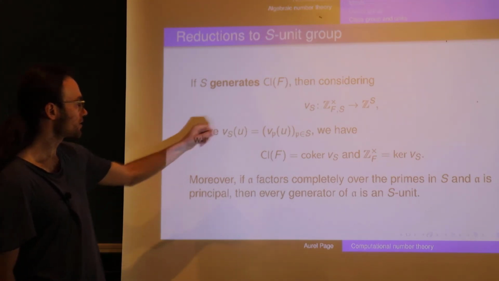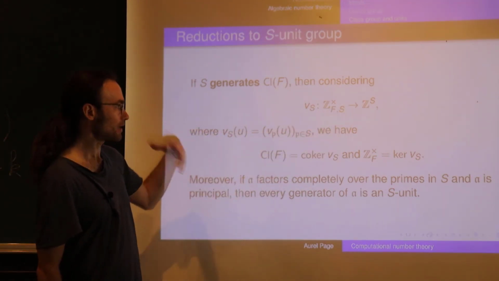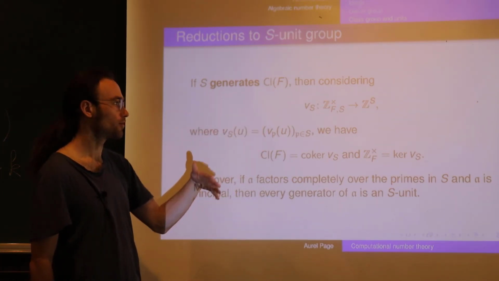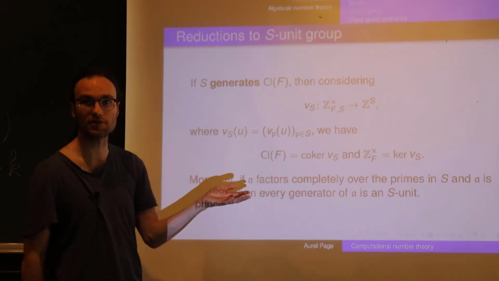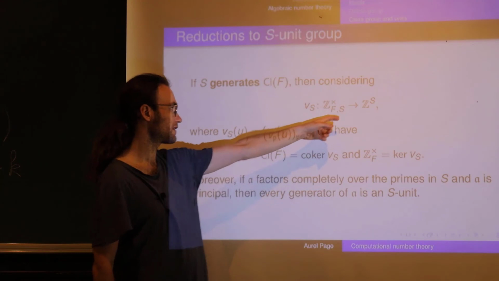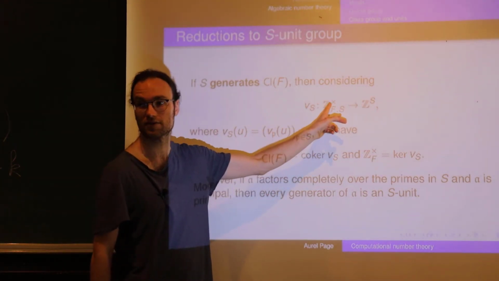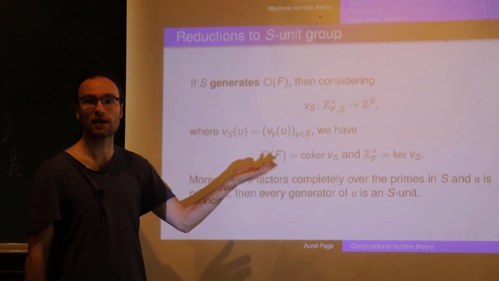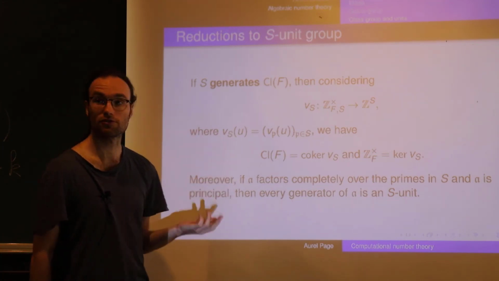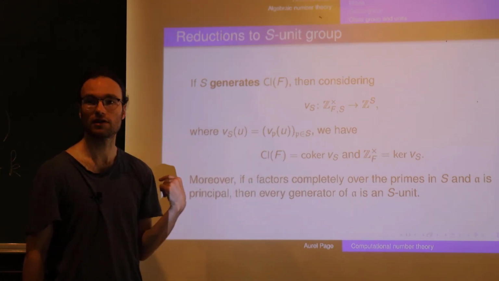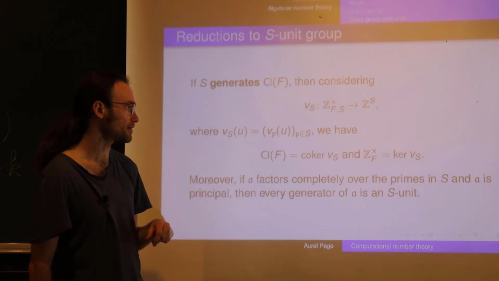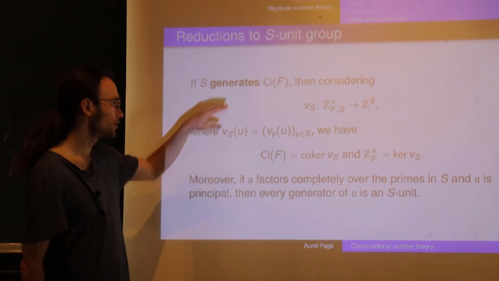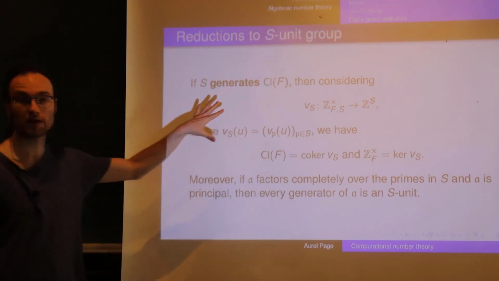And because S generates the class group, the class group is just prime ideals supported at S modulo the ideals among those that are principal. That's the same as the cokernel of this map, so this modulo the image of that. And on the other hand, if you have an S-unit, when is it an actual unit? That's exactly when it generates the trivial ideal, so when all the exponents in the factorization of the ideal it generates are 0. So it's exactly the kernel of this map. So you can pack together the two problems by looking at S-units.